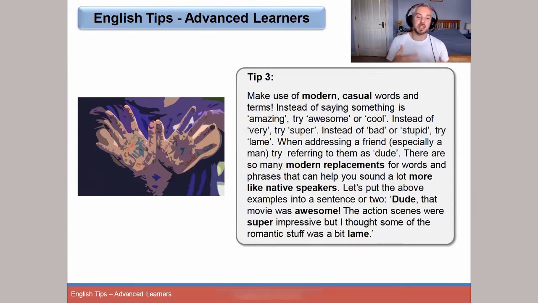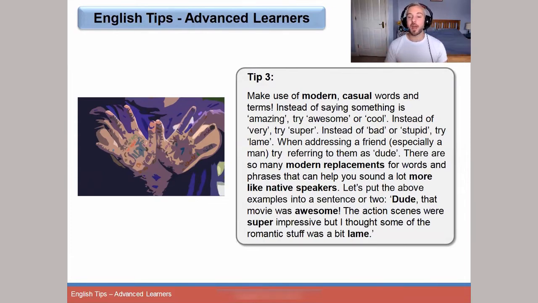So instead of saying something is amazing, try using awesome or cool, words that we love to use, especially awesome. That restaurant was awesome. The food there was awesome. It's such a cool restaurant. Instead of very, try super. It's super hot at the moment. It's super hot. Instead of bad or stupid, try lame. I don't like that song. I think it's a bit lame.